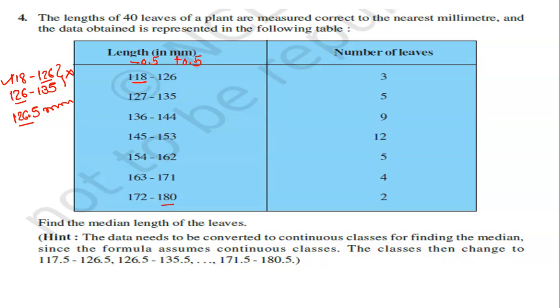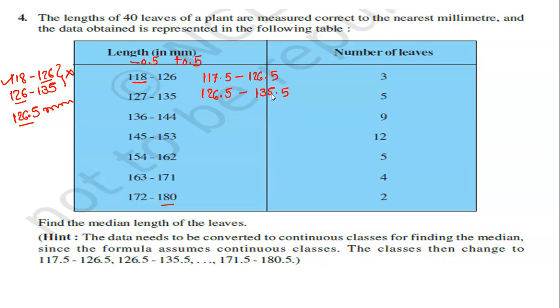So which type of data will we get here? See, this is 118, so if you subtract 0.5, 117.5 will come, and if you add 0.5 to 126, 126.5 will come. This is our new lower limit and new upper limit. For 127, if you deduct 0.5 you get 126.5, and here 135.5 will come. We have to apply this to all the rows, all the data.